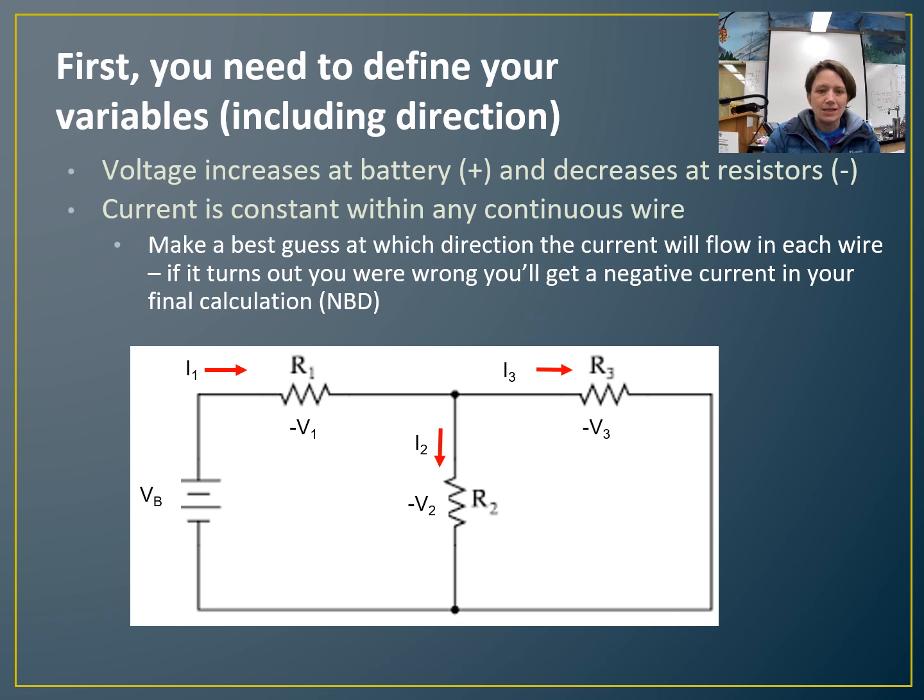Again, you want to make a best guess at which direction you're expecting the current to flow in these wires. If it turns out your guess was wrong, when we do the calculations at the end, you'll end up getting a negative value for the current that you calculated, and that just tells you your guess was wrong, but you can still use it.